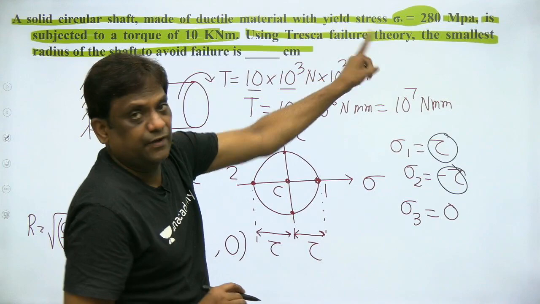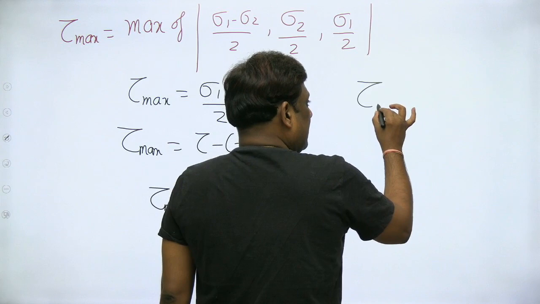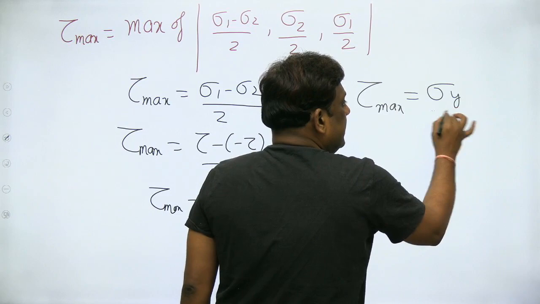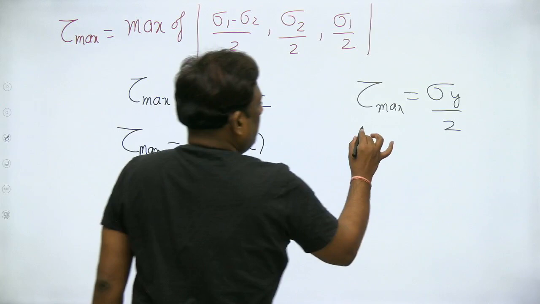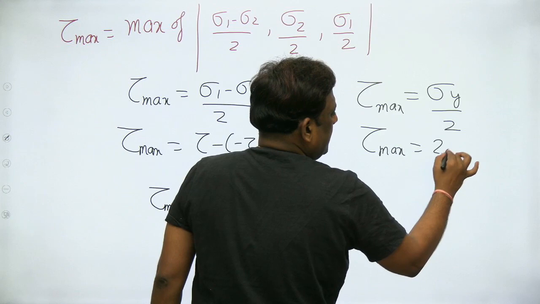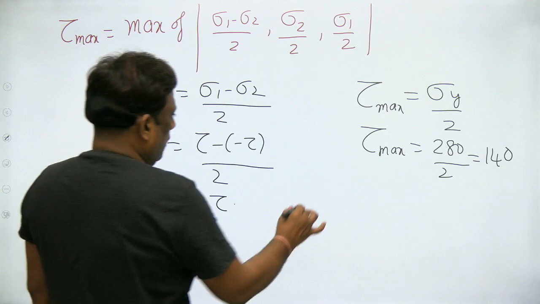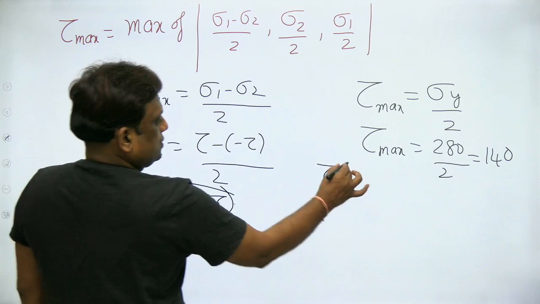Tresca's failure theory. You know very well, according to Tresca's failure theory, the maximum shear stress is half of yield. The yield in tension is given as 280. Therefore, tau max is equal to 280 by 2, which is nothing but 140 megapascal. So the maximum shear stress, tau, is 140 megapascal. No issues at all.